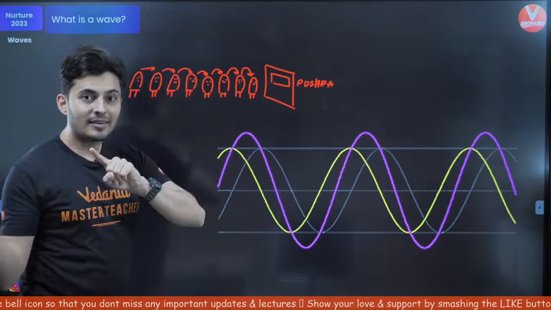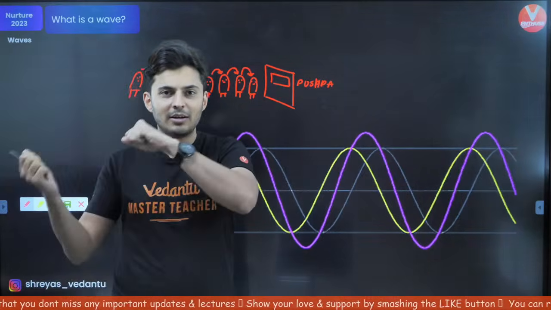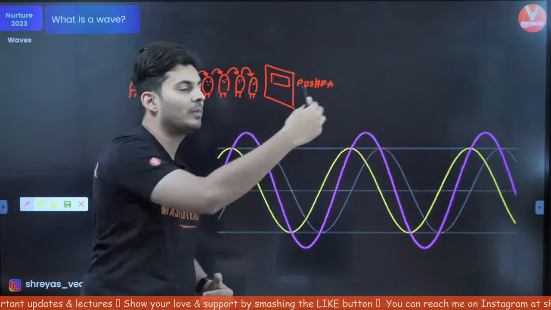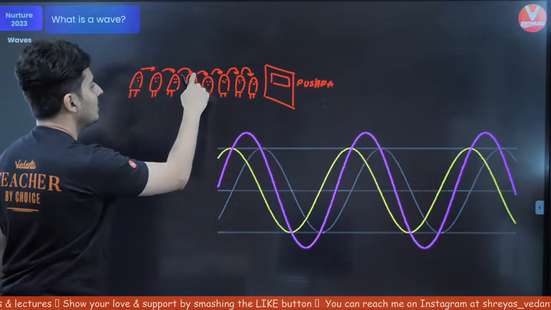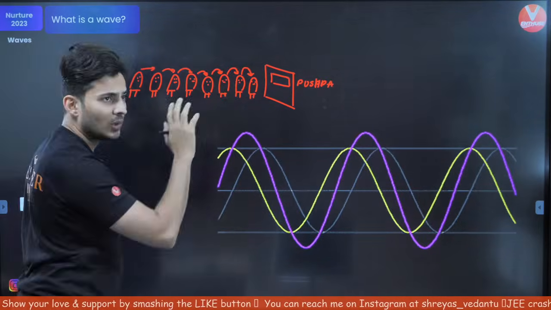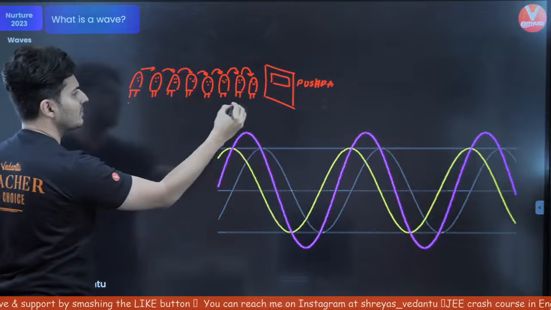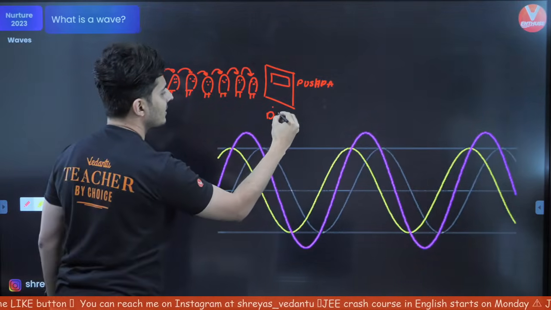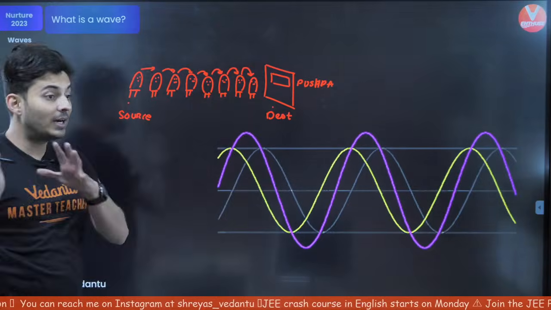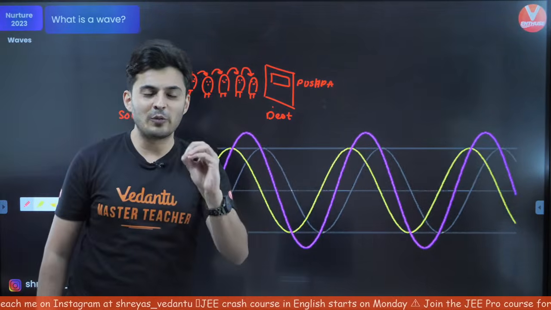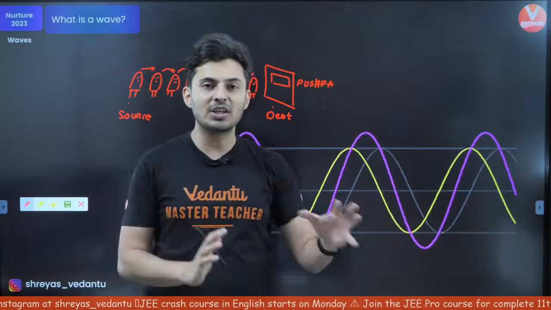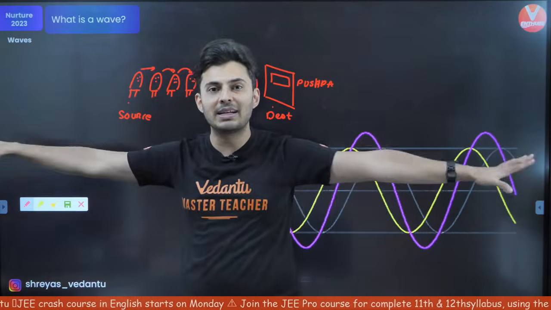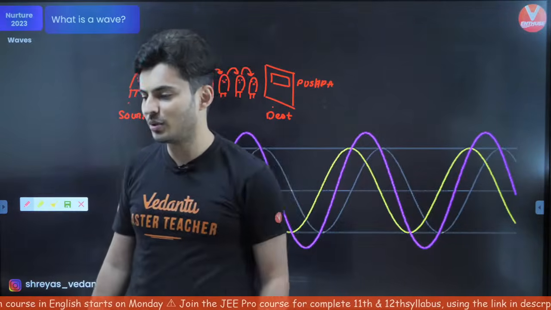These Pandus transmit the energy from here to there without themselves having to go from A to B. Remember, none of these Pandus travel from this point to this point. This is our source. This is our destination. None of these Pandus traveled, but they transmitted the energy. So a wave is nothing but transmission of energy from the source to the destination. It is created by the source and spreads in all directions. Is that understood, my warriors?